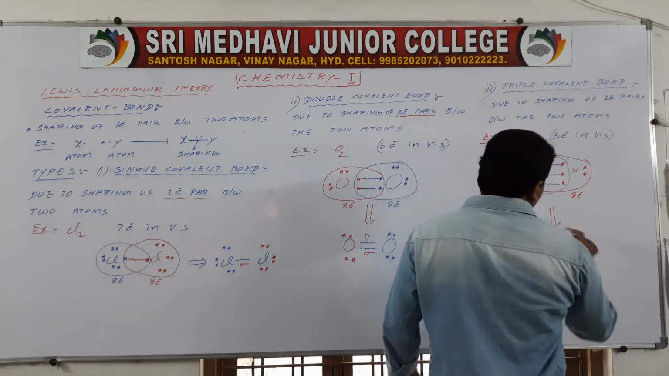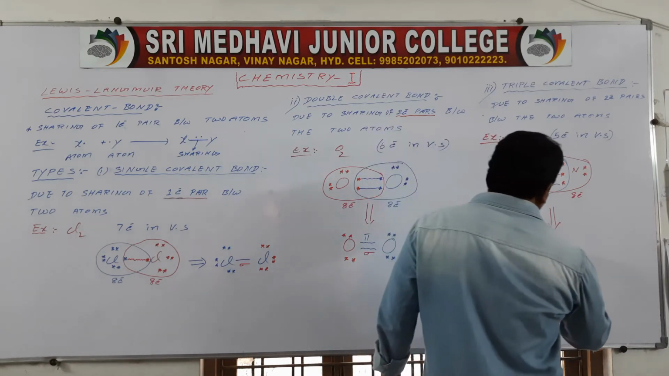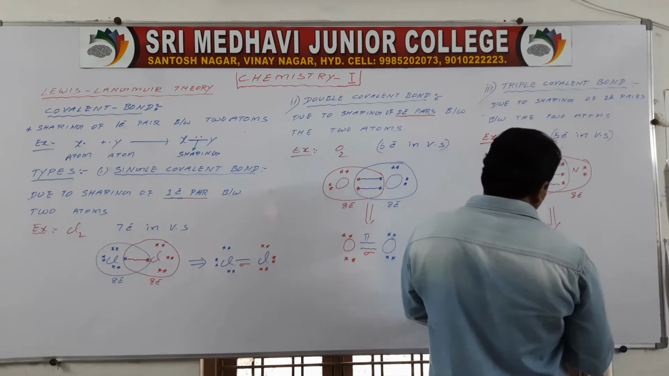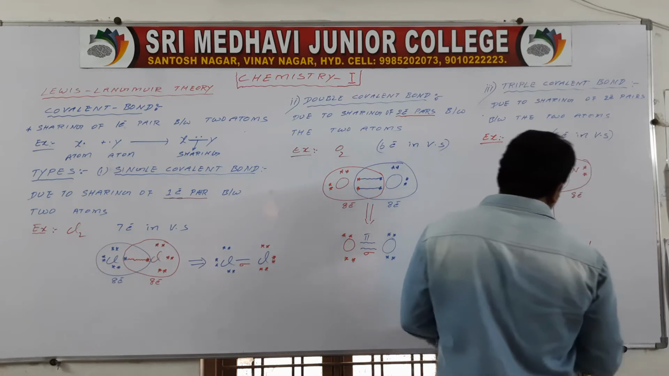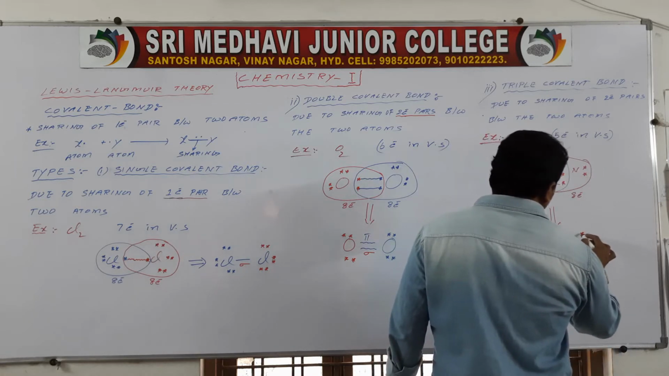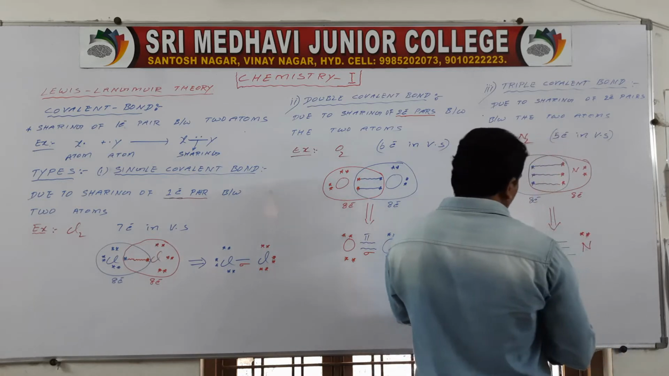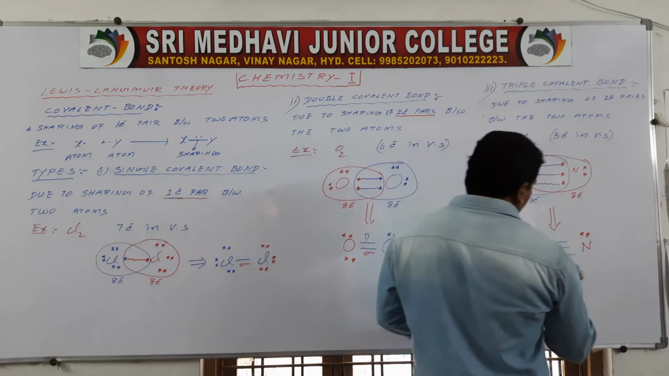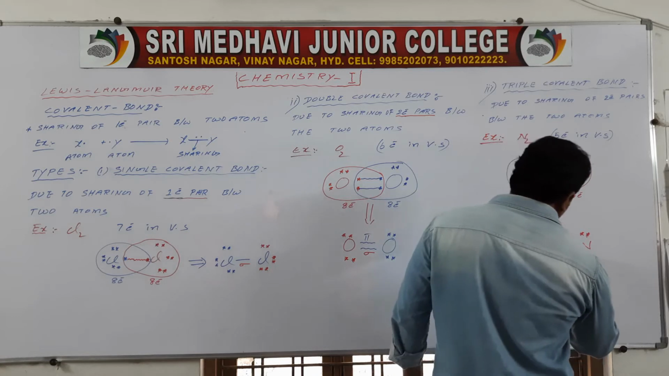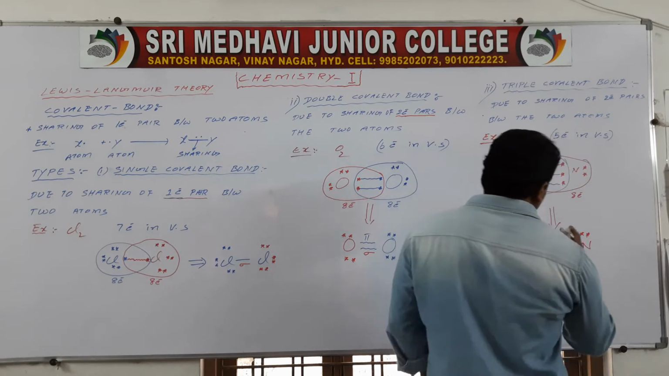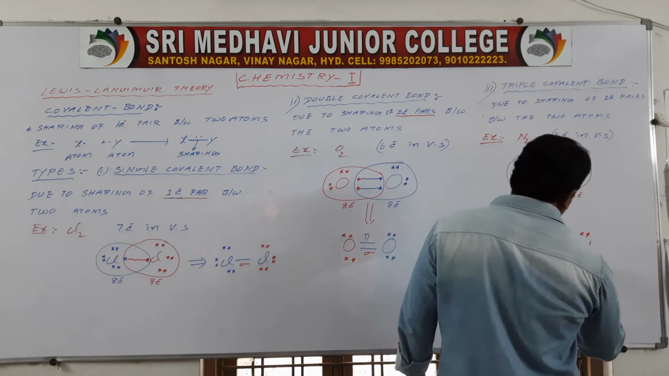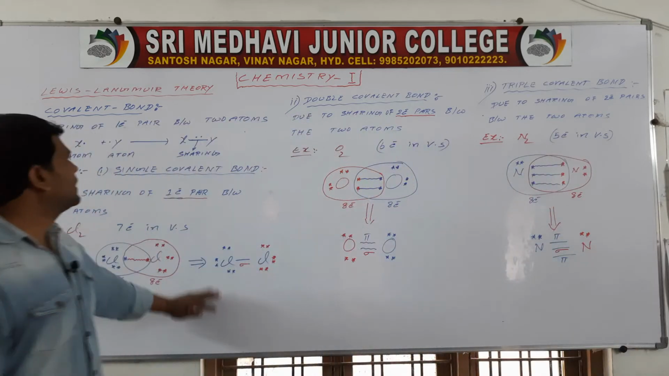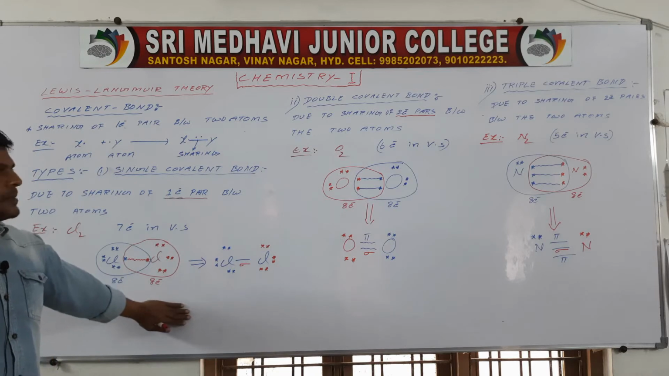Okay, this is a Lewis dot structure. We may represent N triple bond N, having lone unshared electrons. Here it is a sigma bond, it is a pi bond. So this is the way a covalent bond can be explained.